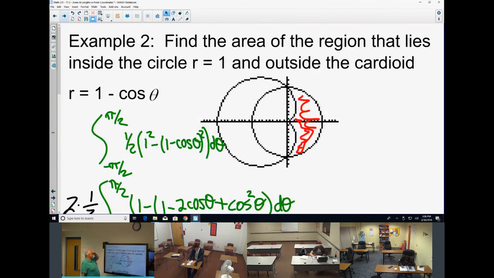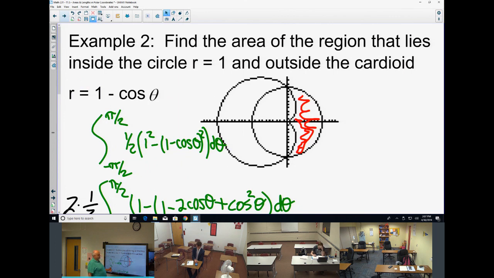So for this one, it says find the area of the region that lies inside the circle, R equals 1, and outside the cardioid, R equals 1 minus cosine theta. Okay? So here's 1 minus cosine theta, right here, this cardioid, and then here's R equals 1. Okay, so if we want to find the area in between there.